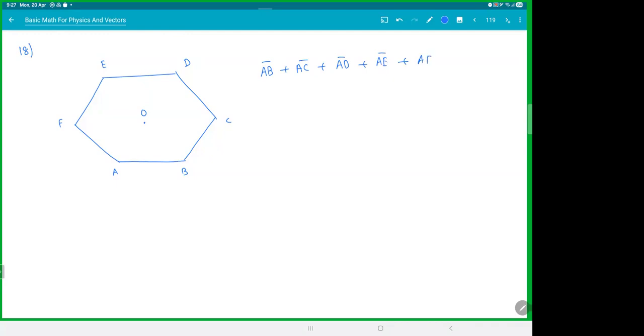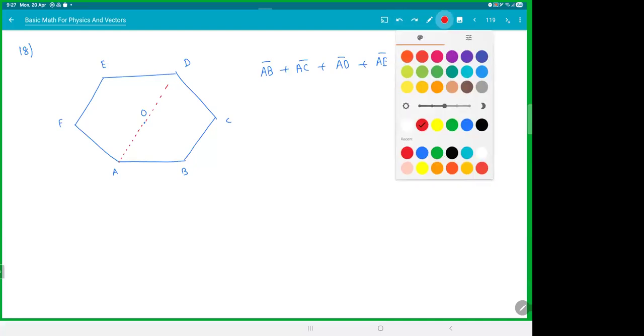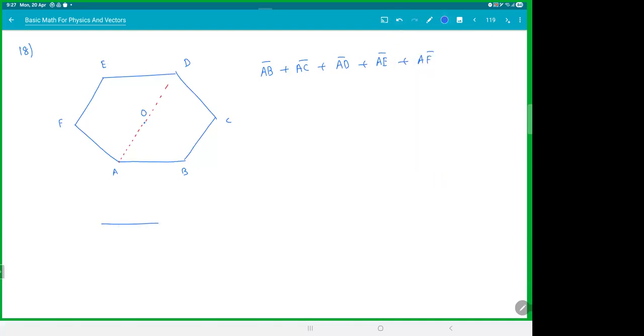AF bar. Great. Now, first thing, you need to understand something. See, in a regular hexagon, this length and this length are equal. You guys remember that? In case you forgot, we have told you in physics: equilateral triangle, square, regular hexagon, circle, a parabola. We'll talk about that later on. These are the standard shapes. And an ellipse, they keep coming.